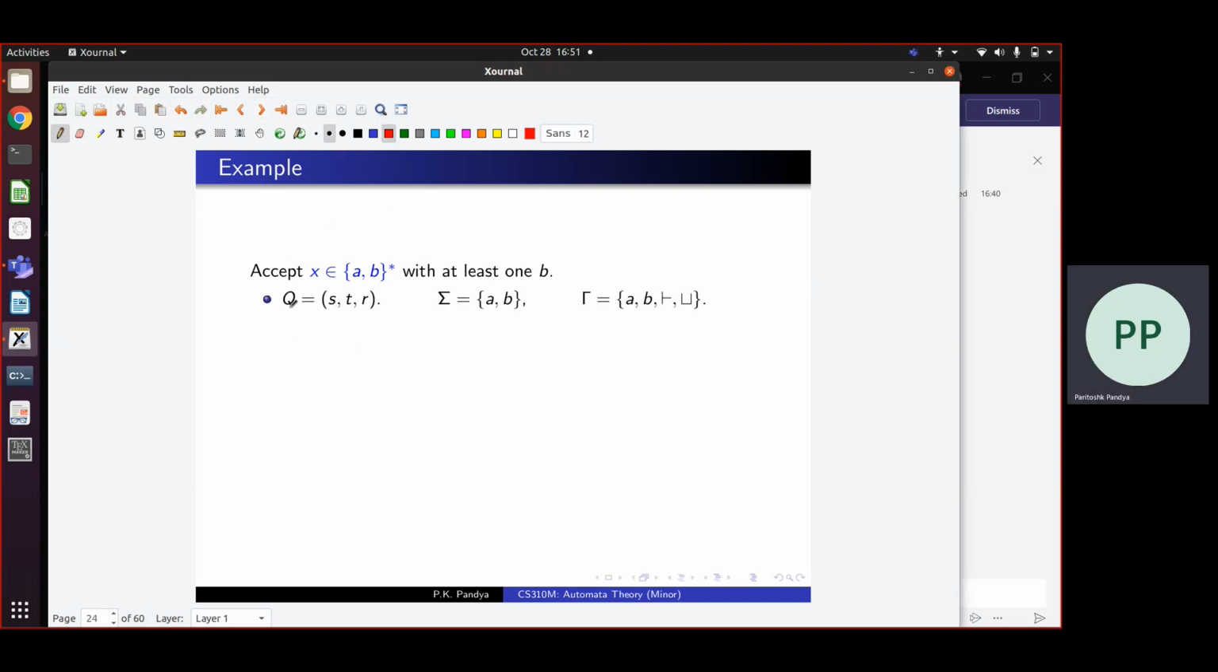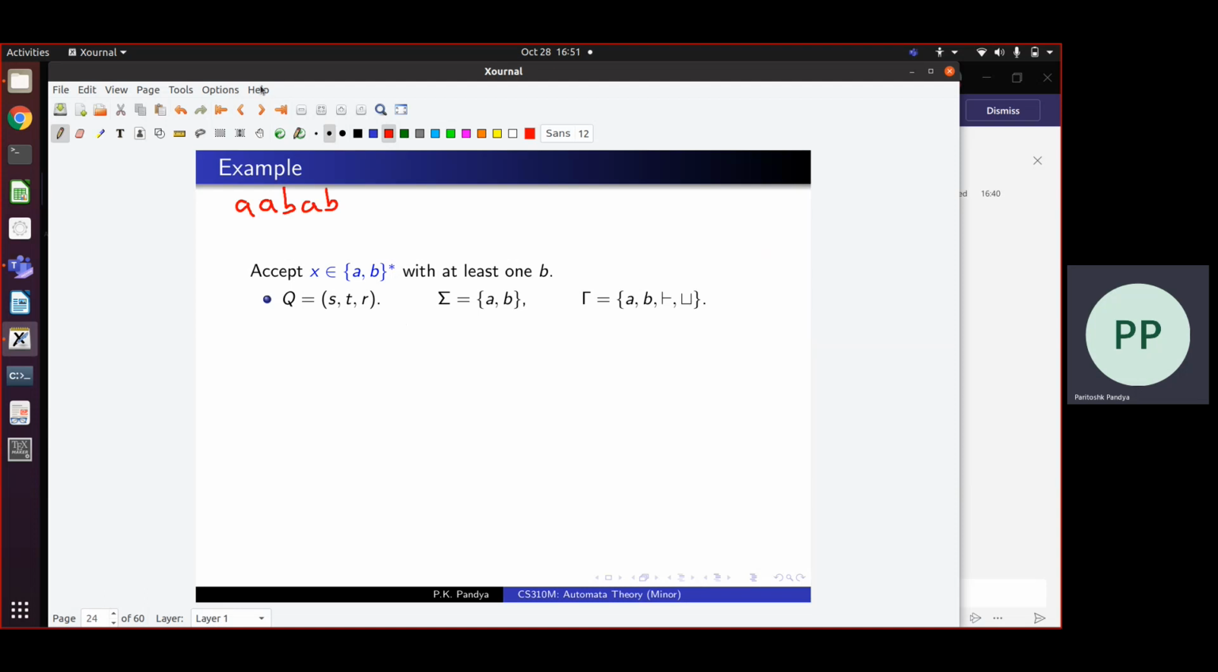Let's look. So my Turing machine will have three states, S, T, and R. My tape alphabet will contain symbols A, B, as well as the left hand marker and blank. These four symbols will be written on the tape. And my input alphabet is just A, B, right?